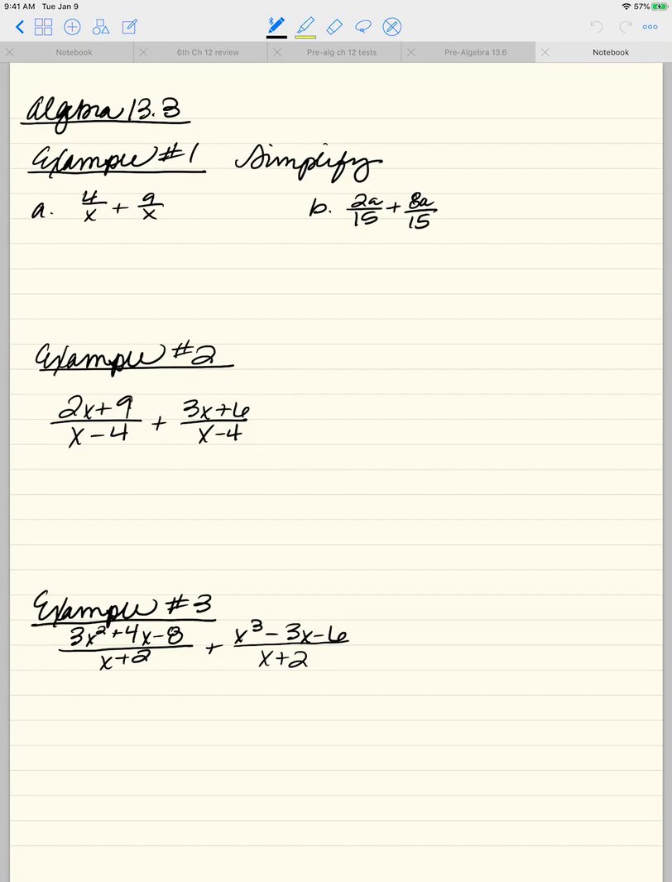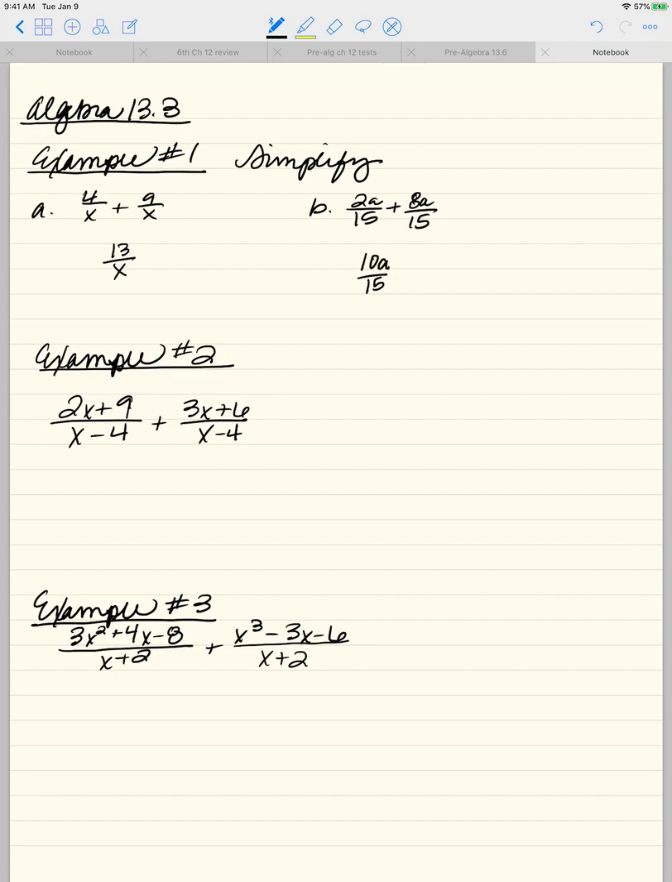So example number one, both A and B are more what we are used to seeing. All right, so we have 4 over x plus 9 over x, common denominator of x. So all we have to do is add our numerators. So the answer to that one would just be 13 over x. Okay, in terms of part B, again, we have the same denominator of 15. And in our numerators, we have 2a and 8a, so we can just add those. They are like terms. 2a plus 8a gives us 10a over 15.